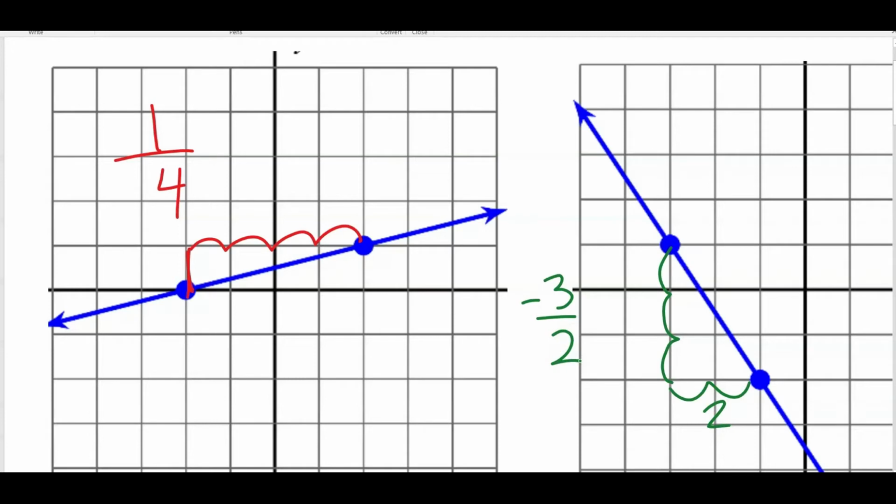So depending on the way the graph is going, and when we're talking positive and negative, it's always left to right. On the first graph, I went up to the right. On the second graph, I went down to the right. So we're always moving to the right when we're calculating the slope and trying to determine that.